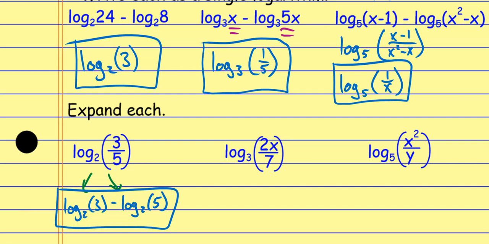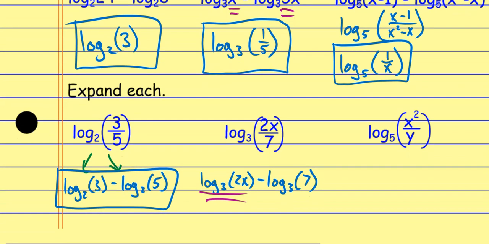This one, same kind of thing. I could split it up. I could say, hey, this becomes log base 3 of 2x minus the log base 3 of 7. And then from here, I could continue to expand right here. Here's my other rule that I can expand upon. That's multiplication. I could split that back up into addition.